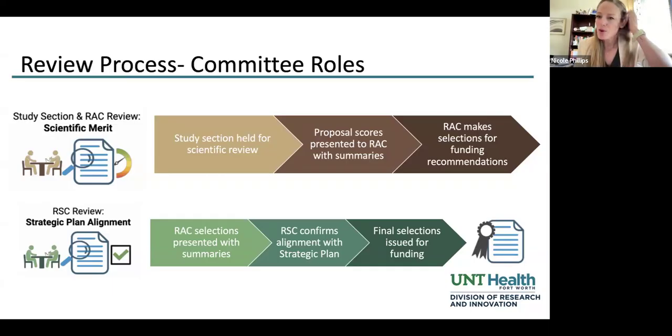This is the process. And for those of you familiar with NIH, which is all of you, this is meant to mimic the two-phase process that NIH takes. You've got your study section and then ultimately council review where the final selection's made. That was what this was modeled after. So that's the thought process behind this.